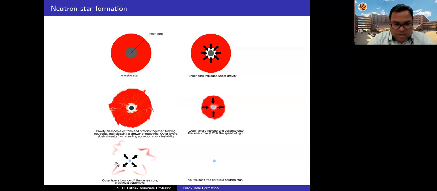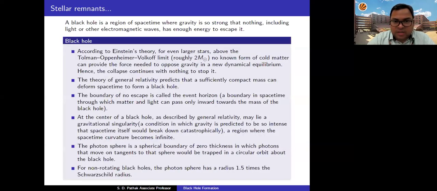You can see here the supernova explosion, and after the supernova explosion, a stable structure is formed. This stable, highly dense, rotating, pulsating structure is called the neutron star, a stellar remnant state. Let me come back to the black hole.